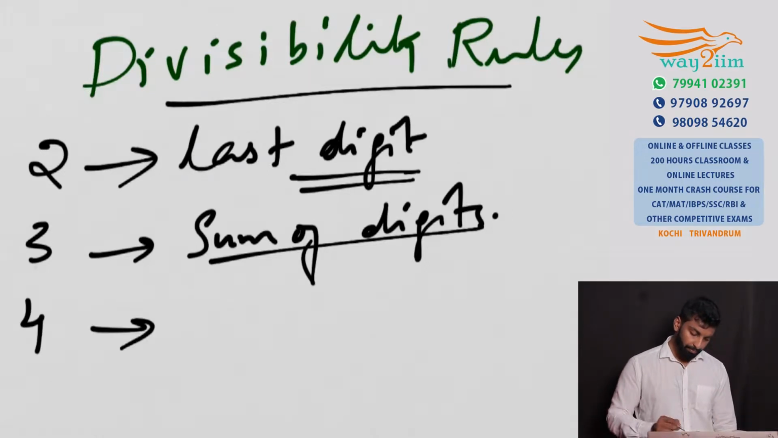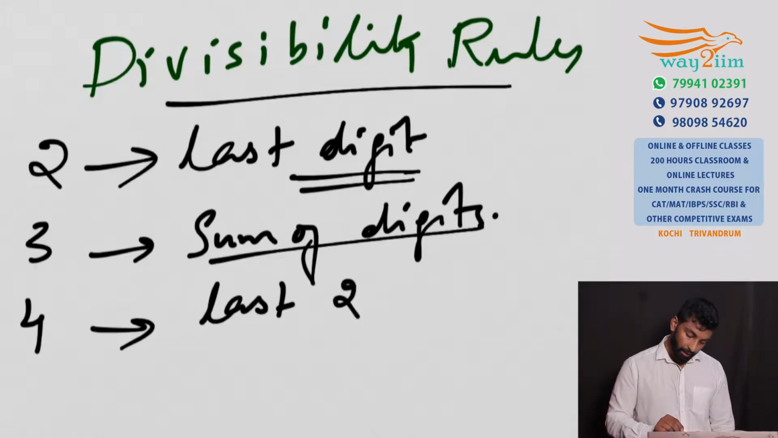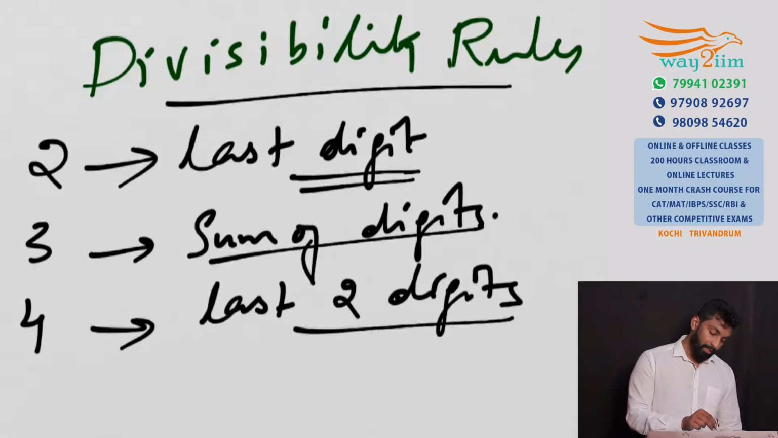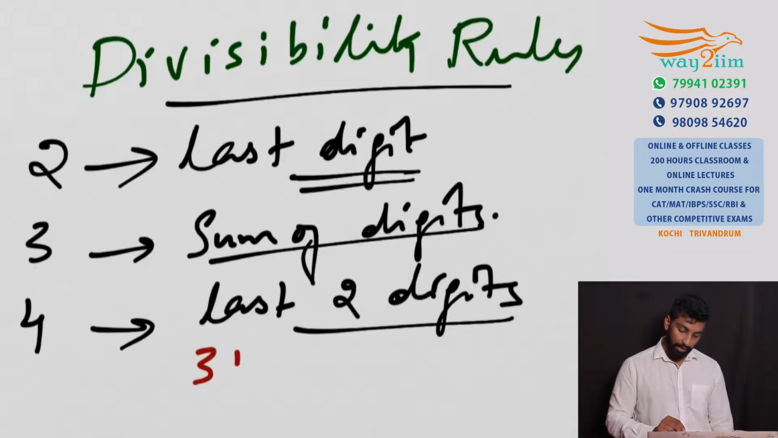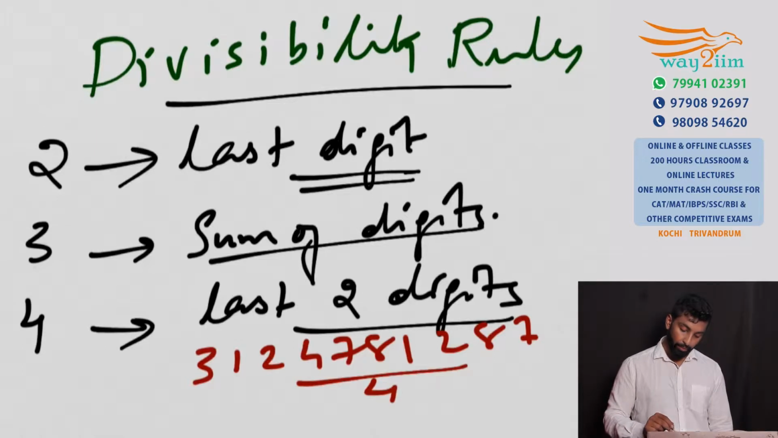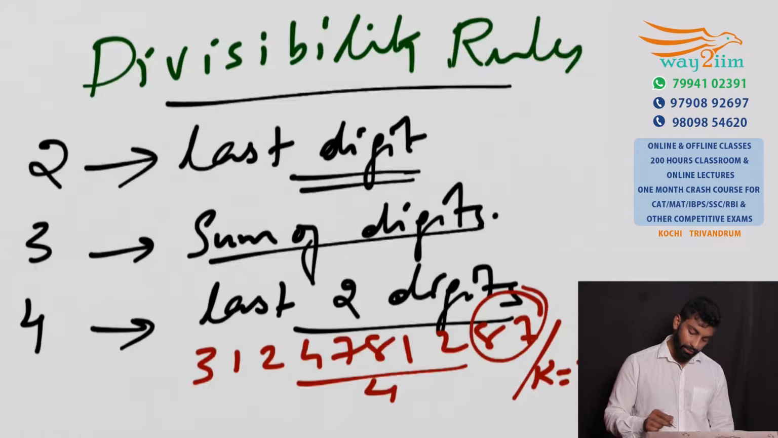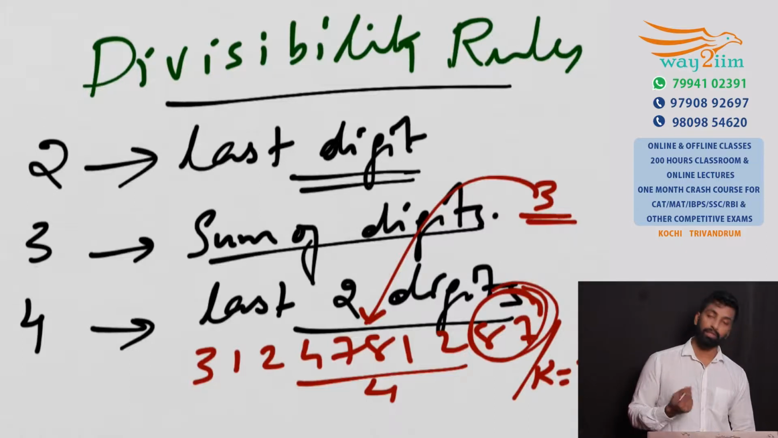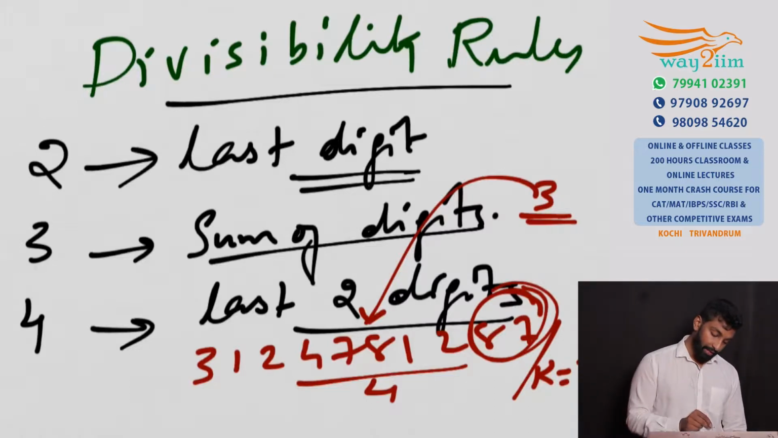Now 4, last 2 digits, right? You check the last 2 digits, whatever be the number. Let's take 3, 1, 2, 4, 7, 8, 1, 2, 8, 7 divided by 4. What is the remainder? Will you divide the whole number completely? No. What I'll do is check the remainder when 87 is divided by 4. I get 3. So 3 will be the remainder when the bigger number is divided by 4. So I only check the last 2 digits. The logic also we have covered in the reminder session.